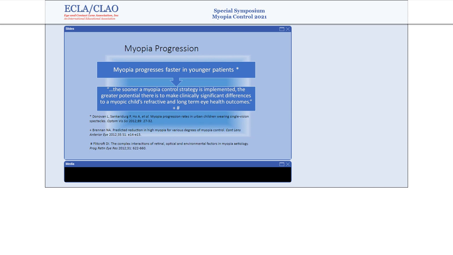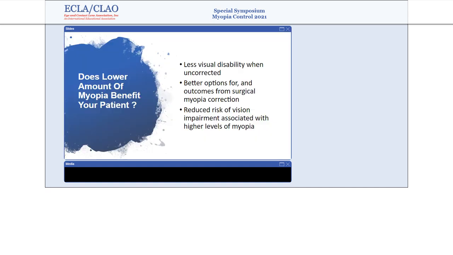We also know that kids progress faster when they're younger. So the sooner that we can implement a myopia management plan, the sooner we're going to be able to have an effect and a bigger long-term effect.